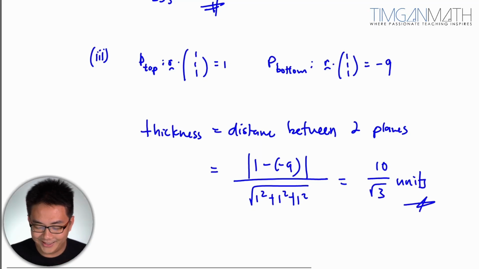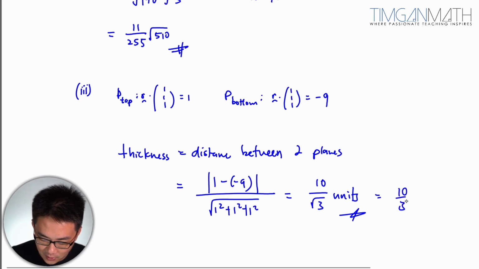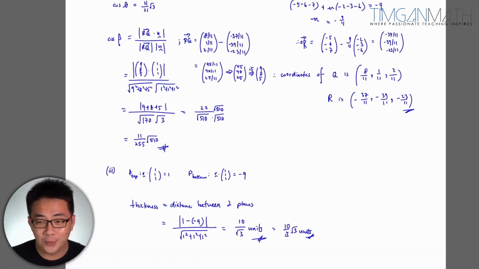Oh, it's quite a fast question. If you want to rationalize it, that's okay, but honestly there's no need to rationalize it. They never ask for exact as well, so it's fine. I think it's actually quite manageable so far, up till part 3.